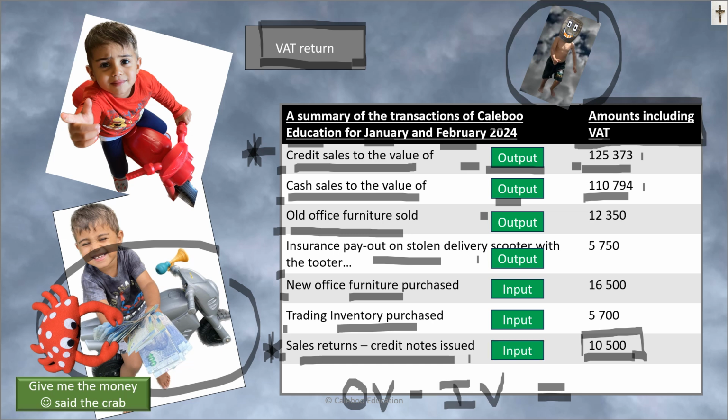So these are the transactions. We're going to use the VAT fraction to calculate all the VAT amounts, and then we're going to fill in the necessary documentation, and we will determine what is the output VAT and what is the input VAT, and we will see what needs to be paid to SARS. So that's what we're going to do in this video.